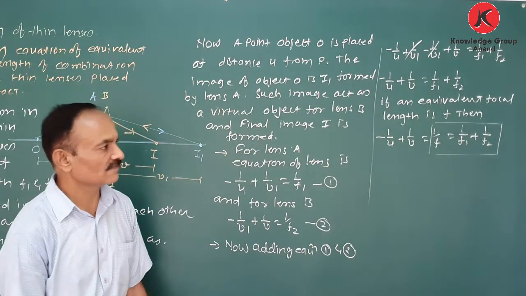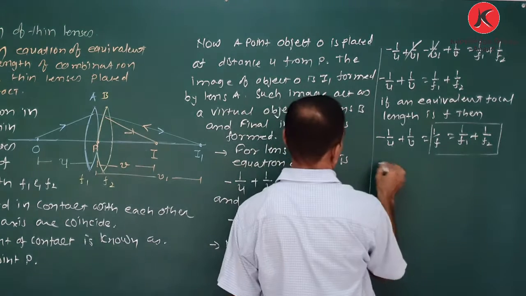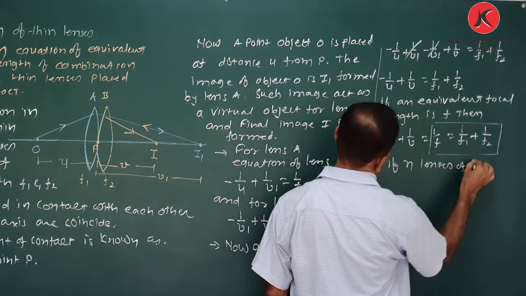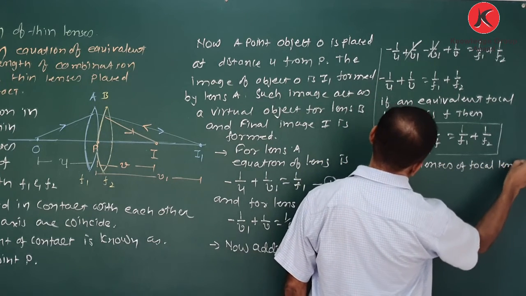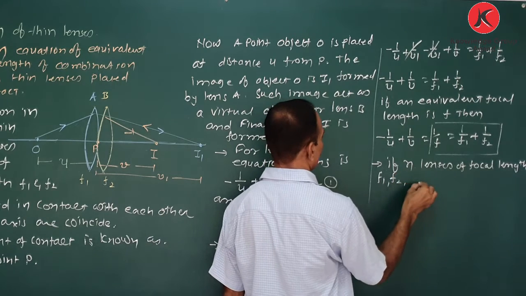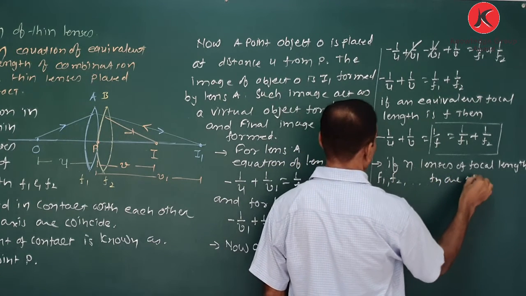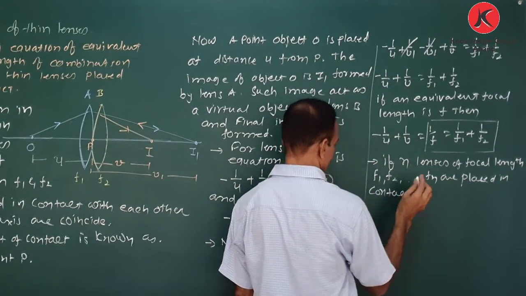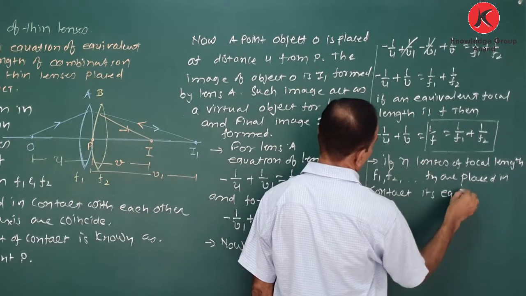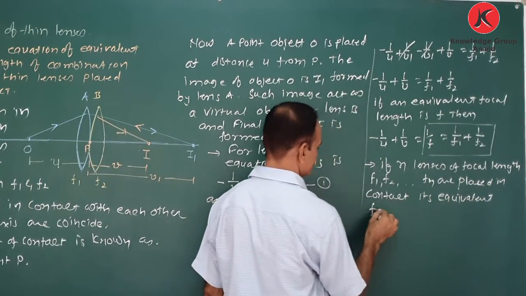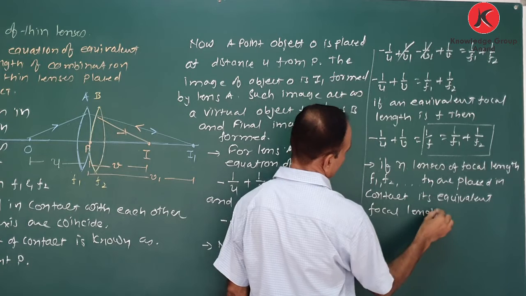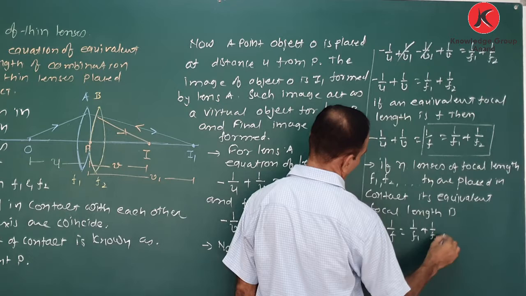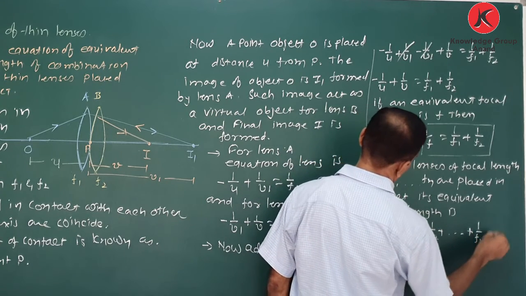1 upon f1 plus 1 upon f2. Now, if n lenses of focal length f1, f2 and so on, fn are placed in contact, its equivalent focal length is 1 upon f equals 1 upon f1 plus 1 upon f2 and so on, plus 1 upon fn.